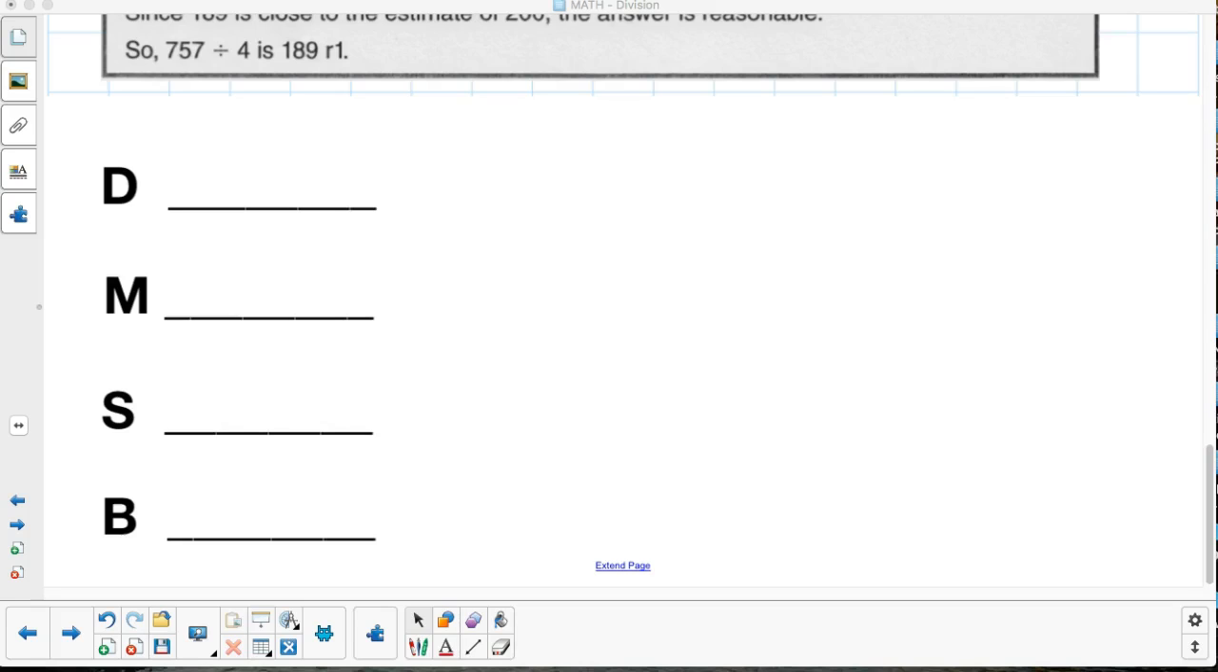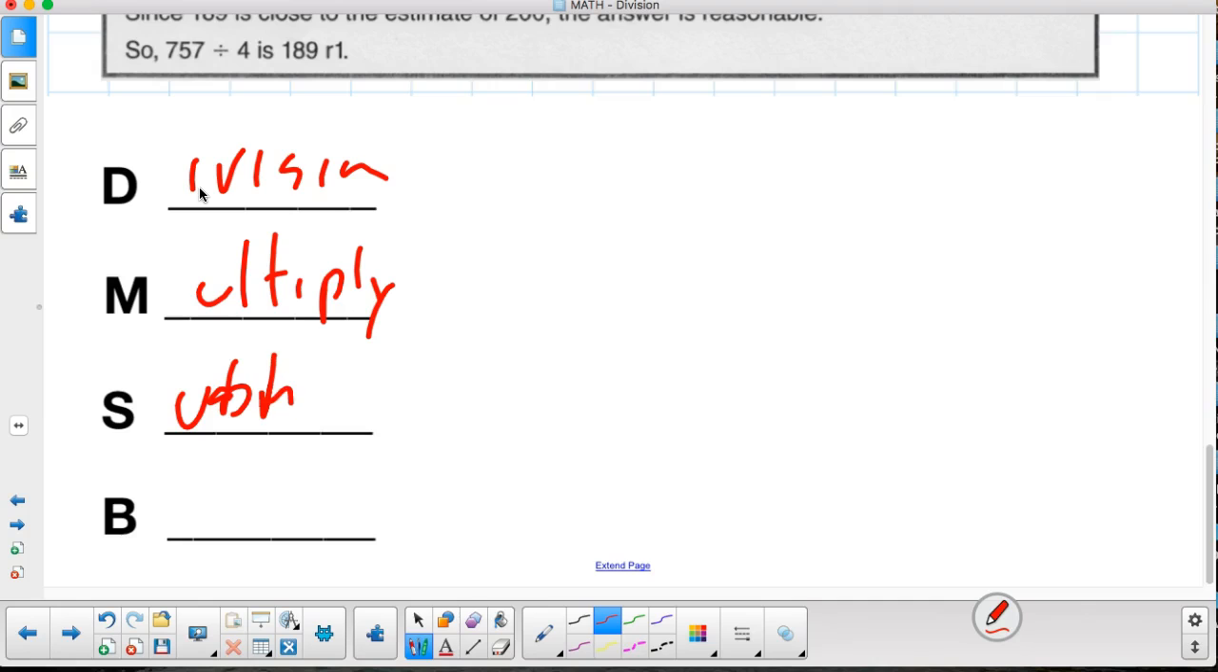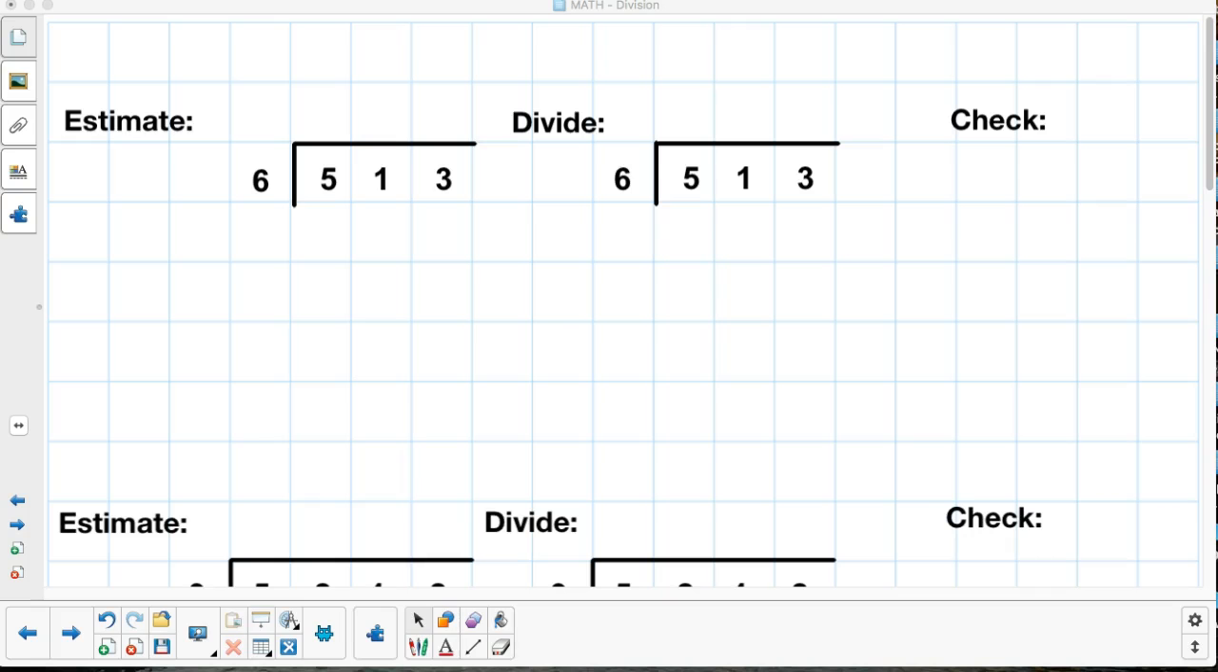The first one is division. The second one is multiplication. The third one is subtraction. And the last one is bring down. Subtraction, and then bring down whatever the number is in the next place value. Excellent. Boys and girls, we're just going to do one problem in class. But you're going to first give me an estimate.